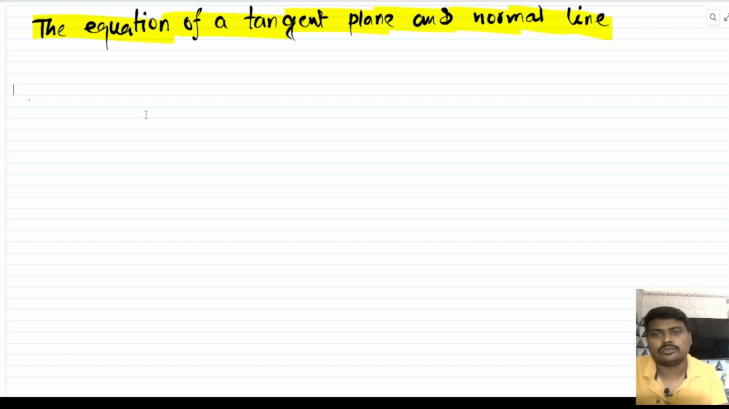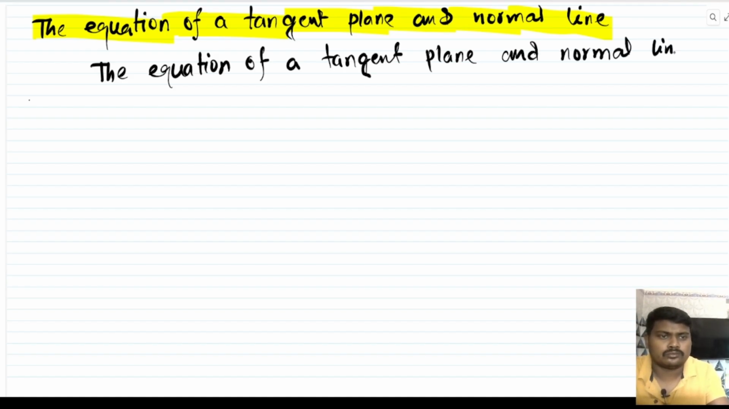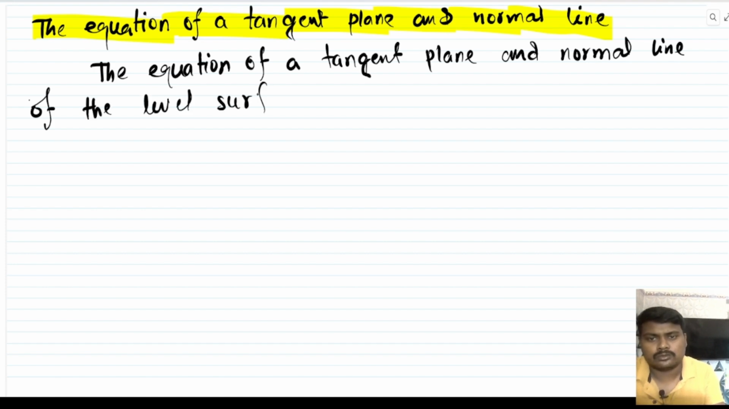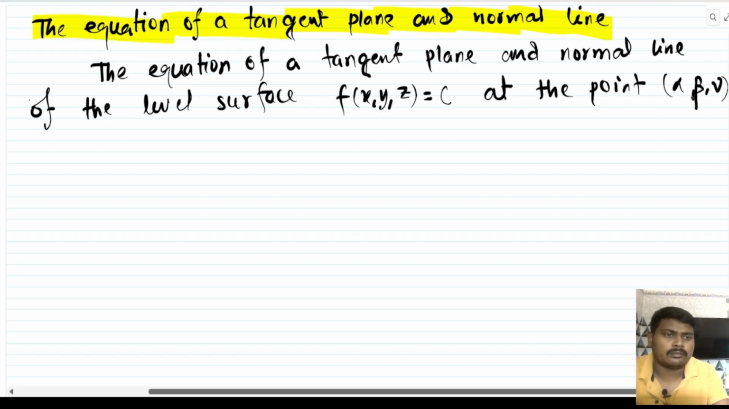Now we discuss the equation of a tangent plane and normal line of the level surface f(x, y, z) = c at the point (alpha, beta, gamma).